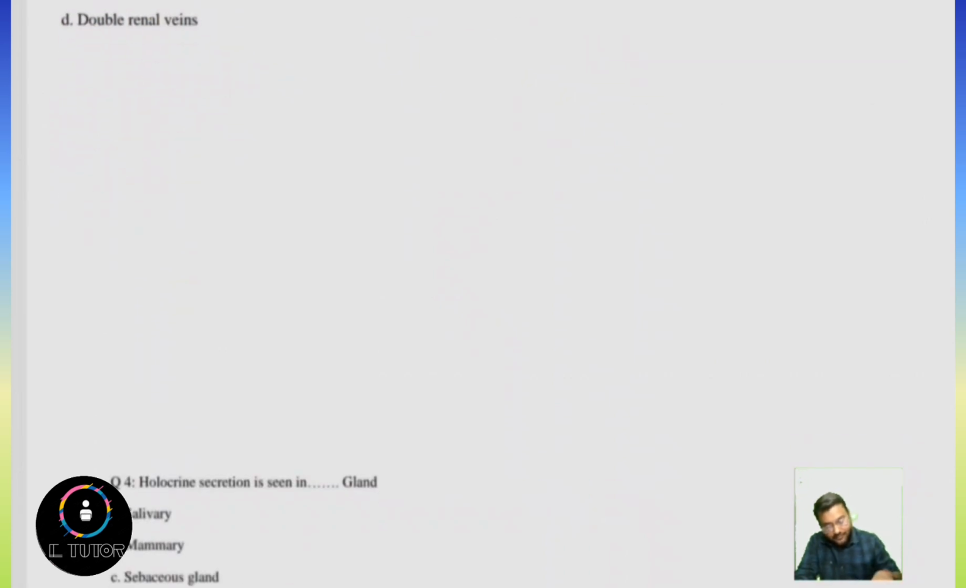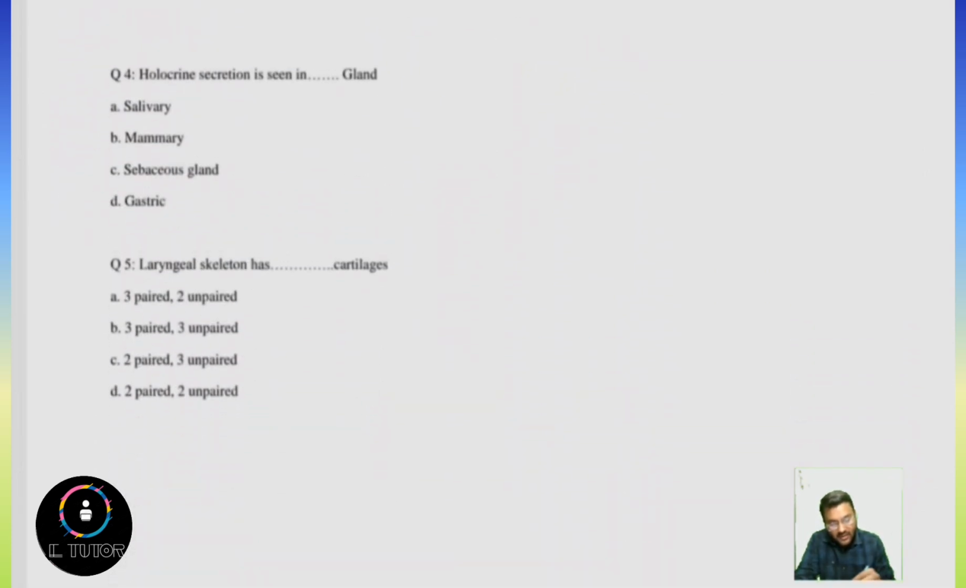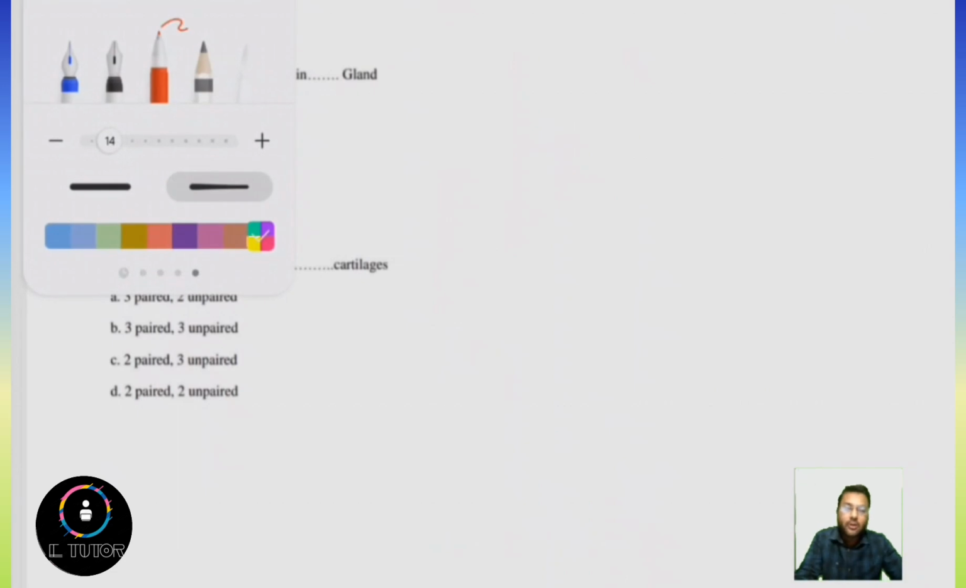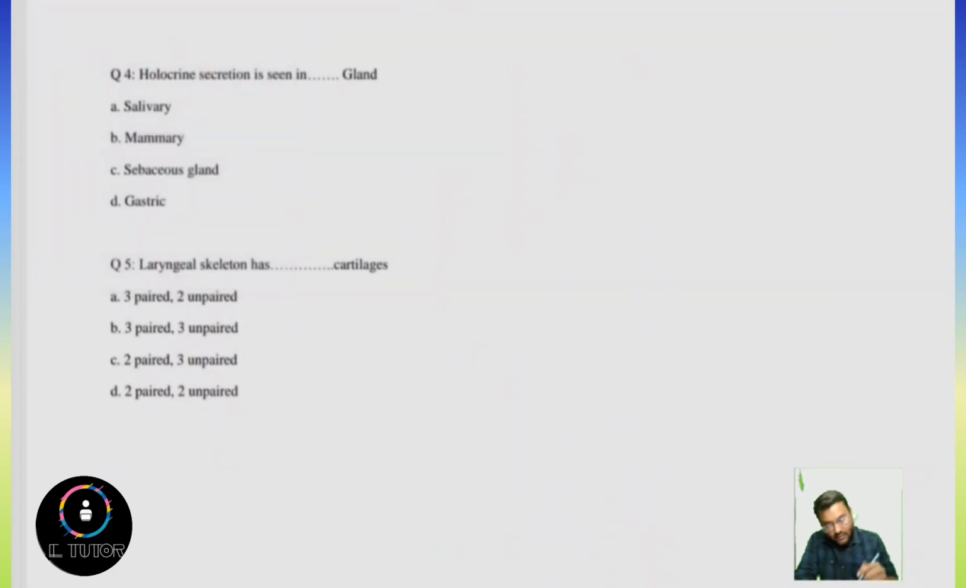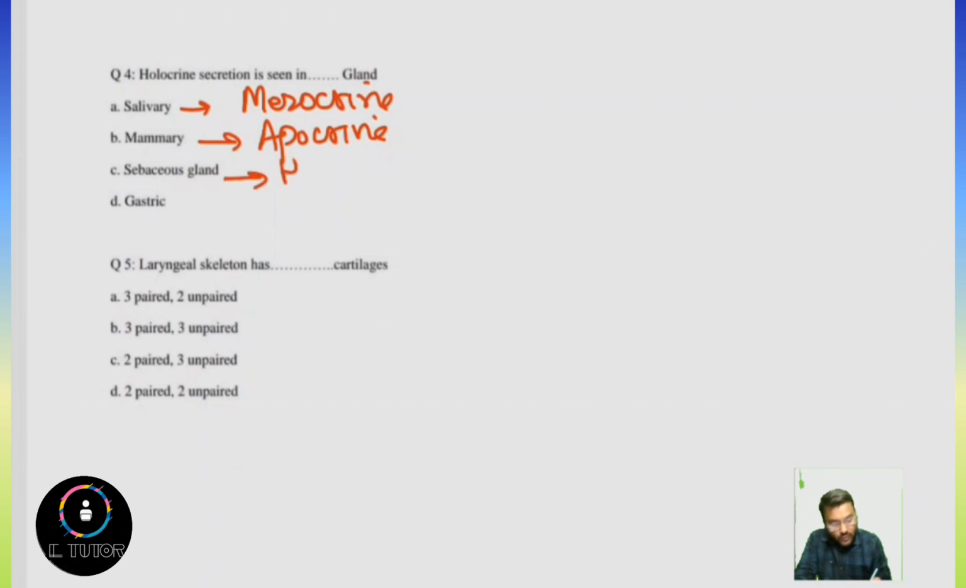Holocrine secretion is seen in. If we talk about different kinds of secretion, in salivary glands there is merocrine secretion. In mammary glands there is apocrine secretion. In sebaceous glands there is holocrine secretion. So the answer will be option number C. Holocrine secretion is seen in the sebaceous gland.